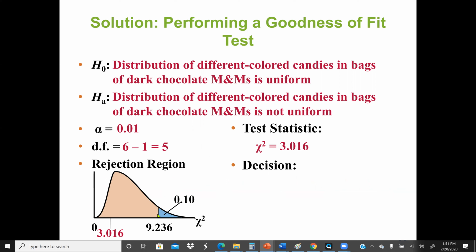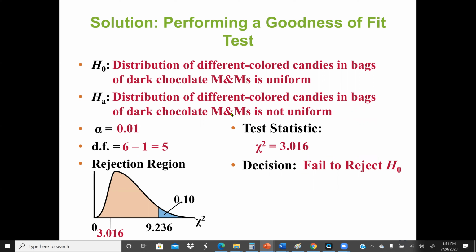Now we can see where the 9.236 is, our critical value. So 3.016 will be to the left of 9.236. So this time we are in the accepted region. So we have to accept H0. So here we say fail to reject H0, which means we accept H0 based on the chi-square test statistics score. So this is the claim. H0 is the claim that they made.